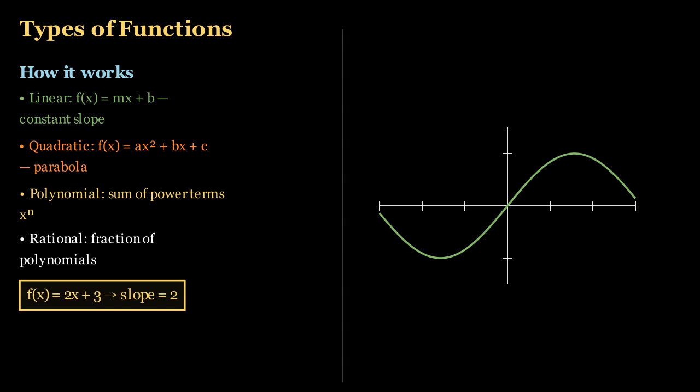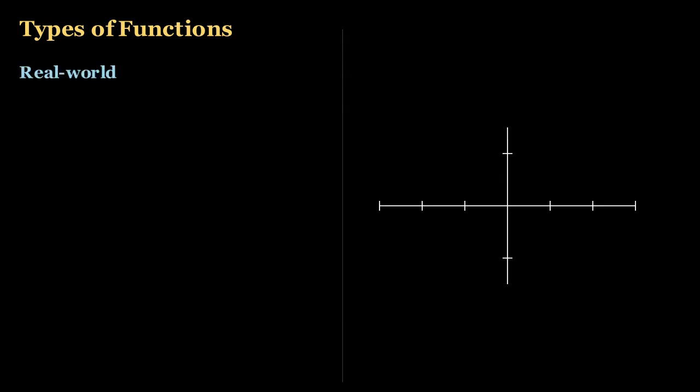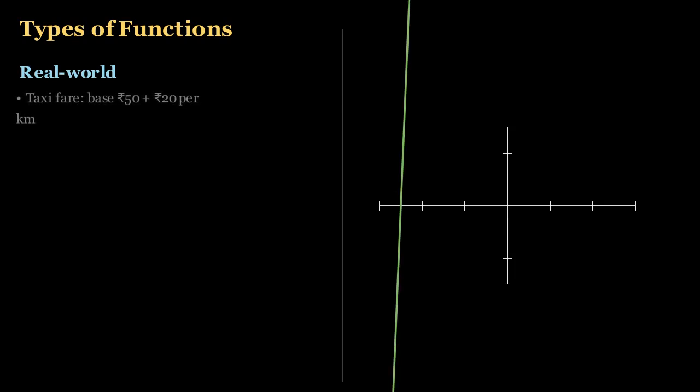A taxi charges a base fare of 50 rupees plus 20 rupees for every kilometer you travel. The total fare depends on the distance. This is a linear function because the cost grows by the same 20 rupees for each extra kilometer. We can write the rule as f of k equals 20k plus 50, where k is the distance in kilometers. The 20 is the slope, the constant rate of change. The 50 is the starting value when k is 0, called the y-intercept.